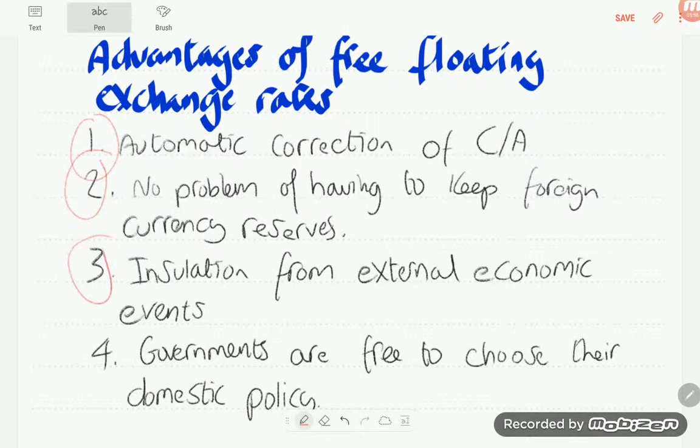Third, there's the insulation from external economic events. A country to some extent is protected against world economic fluctuations and shocks when it has a free floating rate. For example, let's assume that the rest of the world goes into recession. The demand for UK exports will fall. This will lead to a depreciation of the pound exchange rate.